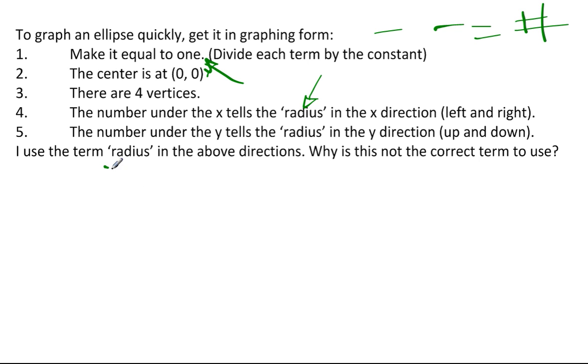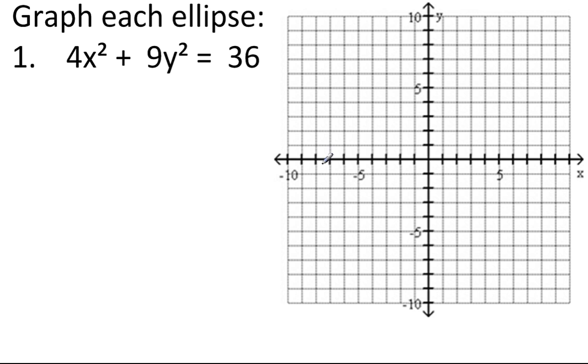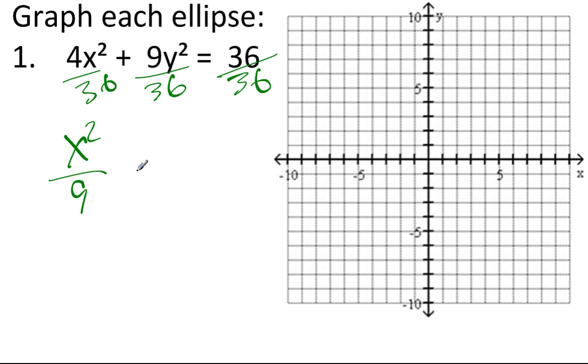It's not really a radius, but it's kind of like a radius. So we've got to divide both sides by 36 here, which is to divide everything by 36. So we're going to get x squared over 9 plus y squared over 4 equals 1.